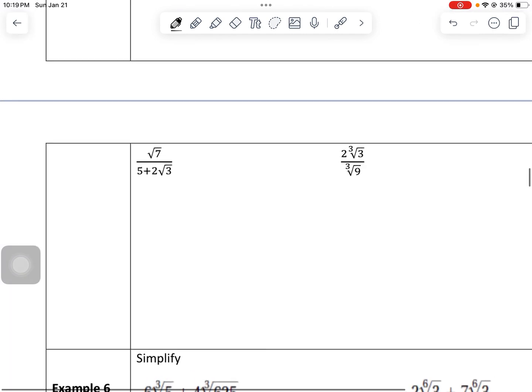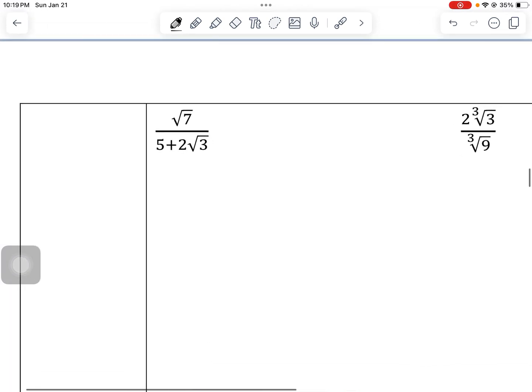Now we're going to step it up a little bit. These ones get even trickier. So this one is the square root of 7 over 5 plus 2 square roots of 3. Whenever you have a whole number plus a radical term, in this case 2 square root of 3, the way that we're going to rationalize the denominator is the same way we did it when we had complex numbers in the denominator. We had to multiply by the conjugate is what it's called, and it's just the same denominator.